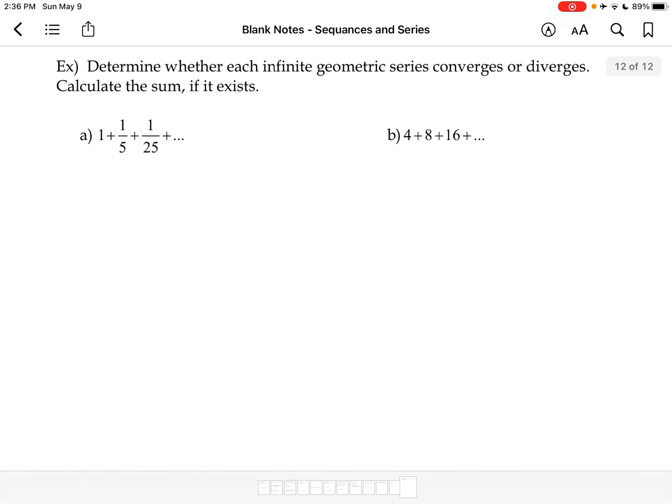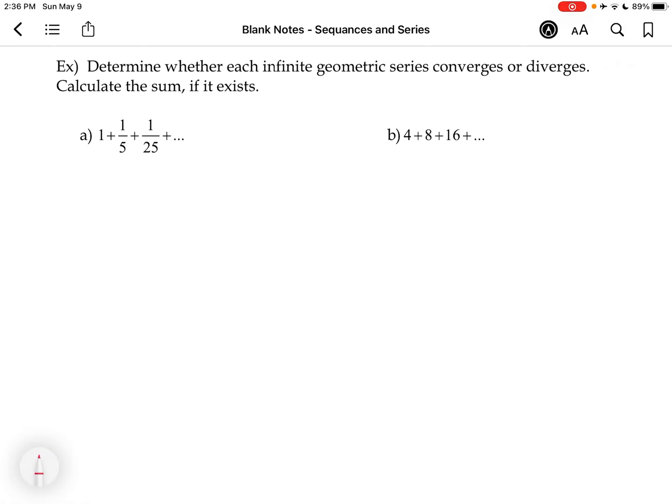Determine whether each infinite geometric series converges or diverges. Calculate the sum if it exists. So the sum will only exist if the series converges. Okay, now what determines whether a series converges or diverges? It depends on the r value. If the common ratio is between -1 and 1, the sum will converge. If it is less than -1 or greater than 1, it will diverge.